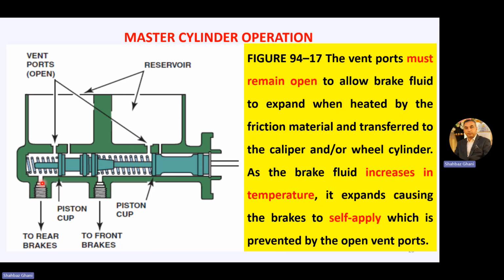So there are two outlets here. One is going to the rear brakes and the second is going to the front brakes. These are the piston cups, the primary piston cup and the secondary piston cup. So in normal condition, it is like this. The vent port is open.